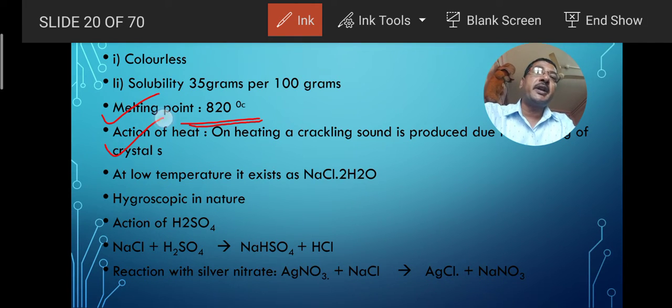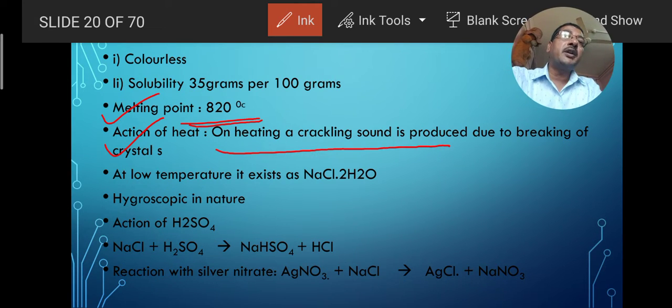Action of heat. If you heat it, then what will happen? On heating, a crackling sound is produced due to the breaking of the crystals. This is a new feature found in common salt. If you heat it, a crackling sound will be produced. Why? Due to the breaking down of the crystals.